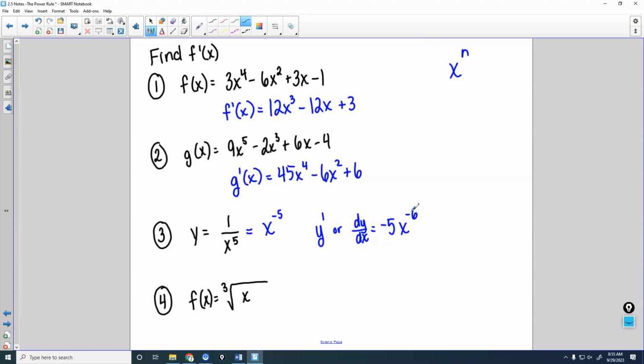You may see your answer left like this, or they may move it back down. They may move that exponent back down to the denominator and write it like this. Only the x goes to the bottom. That exponent only goes with this x right here. It does not go with the 5. So you'd have negative 5 over y to the 6.